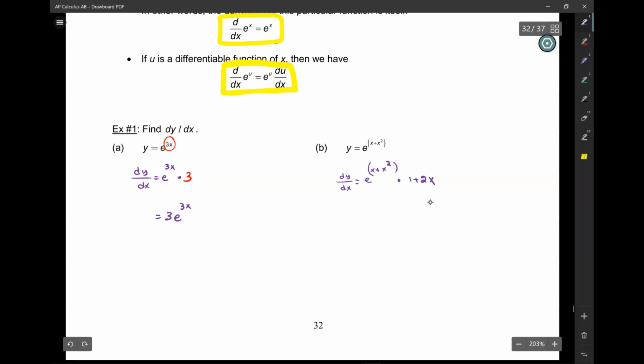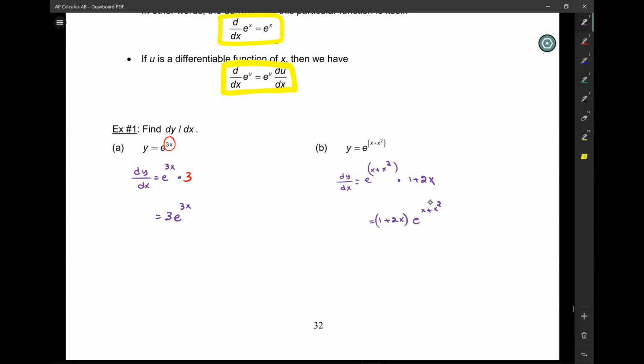And it's customary to not write it like that, but put the algebraic function first, like this. Notice where parentheses are necessary, right? You don't have to write it like 2x plus 1. You don't have to change that.